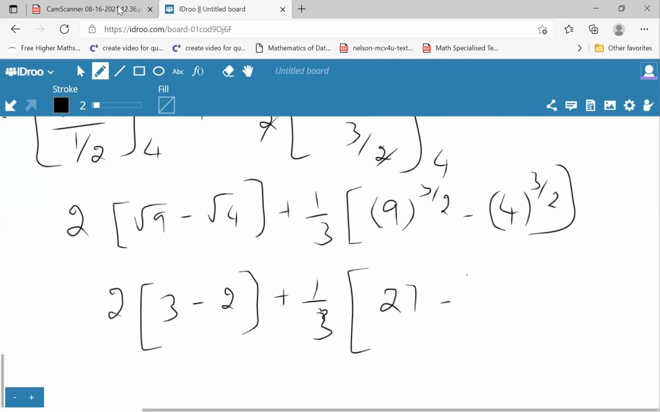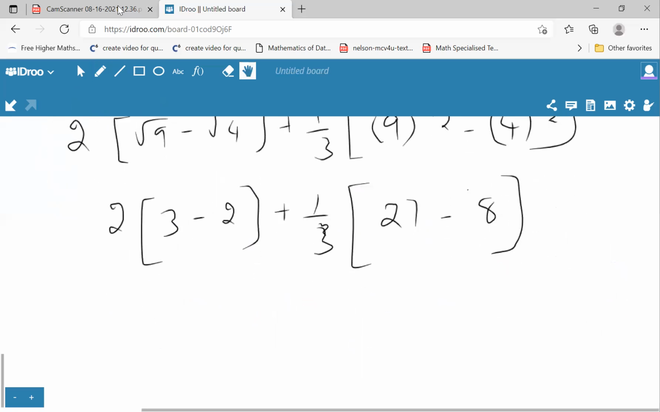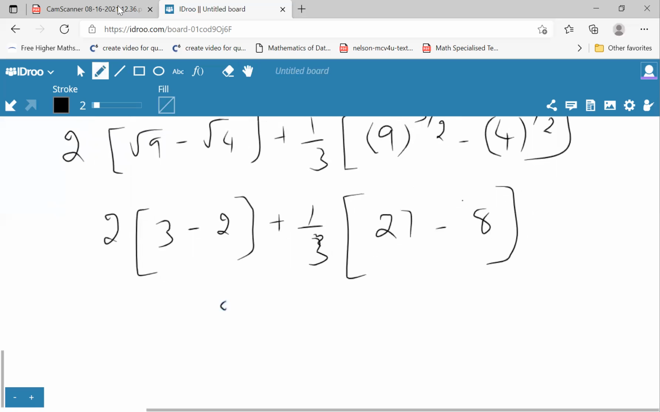Minus, same way, this can be written as 2 squared. 2 will get cancelled. 2 cubed is 8. So 27 minus 8. So that gives you 3 minus 2 is 1. So 2 plus 1 by 3 into 27 minus 8 is 15, or this gives you 5. So 2 plus 5, which is equal to 7.